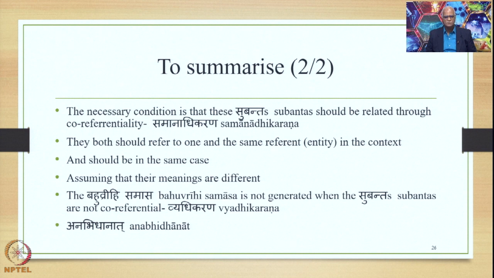The bahuvrīhi samasa is not generated when the subantas are not co-referential, that is when they are vyadhikarana, primarily because that is how the speakers of Sanskrit have spoken the language Sanskrit.